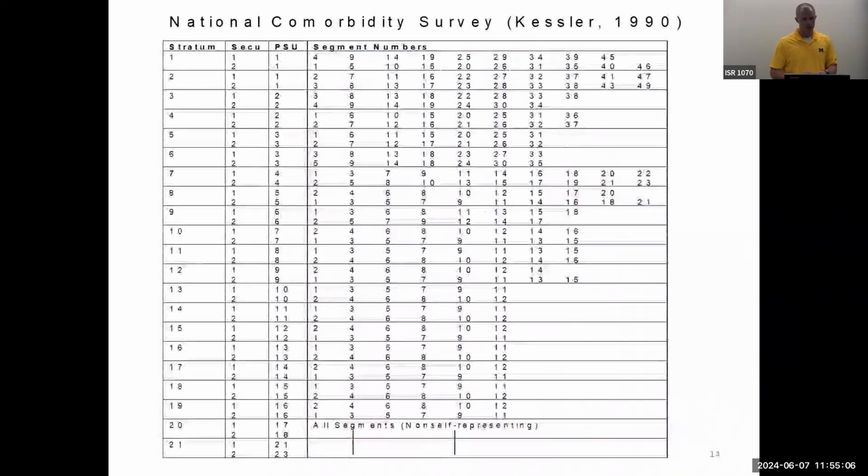Okay, so this is a big table that shows you what's going on in the background with respect to applying these ideas. This comes from the National Comorbidity Survey. In the original design, the PSU column lists all the original PSUs that were sampled. That's the first thing to note. The PSU column is the original design.